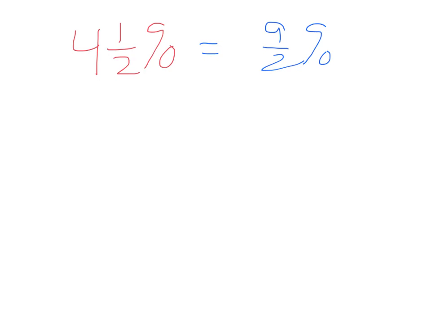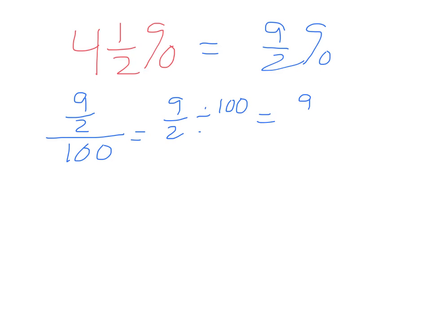And it's not a fraction because that percent sign is still there. It's actually still a percent. What does a percent mean? Out of 100. So this is really 9/2 out of 100, or 9/2 divided by 100, which is 9/2 times 1/100th, which is 9 200ths.